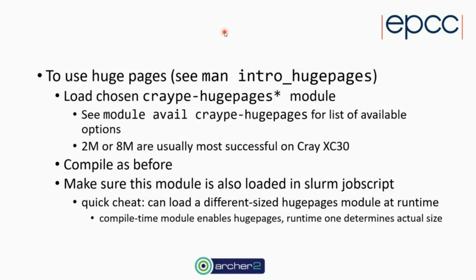And that can give you some performance benefits for applications, particularly if applications do lots of malloc and free and dynamic memory operations, and that can be a useful benefit. And actually, the Cray is quite nice because it lets you compile with huge pages. It doesn't matter what size you use when you compile with them, and then you can change them at runtime and try out different huge pages without having to recompile your code.